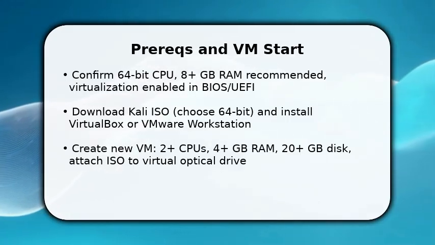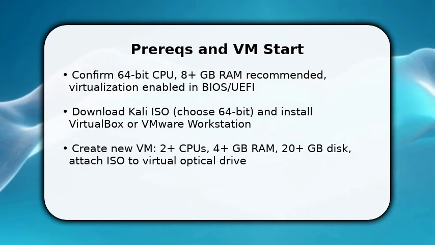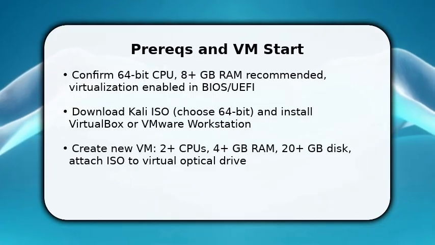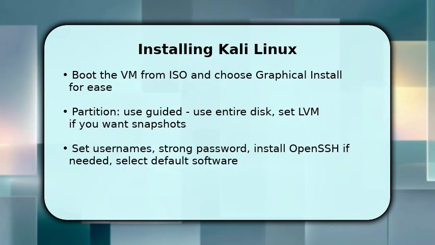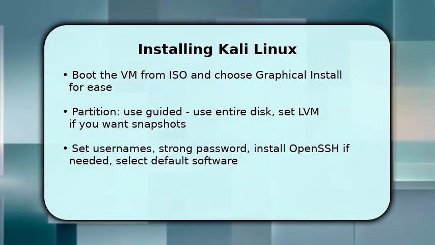Pick Linux, Debian-based, allocate at least 4 GB RAM, 2 CPU, and a 20 GB dynamically allocated virtual disk. Then attach the Kali ISO to the VM's optical drive, and you're ready to boot into the installer. Once the VM boots from the ISO, choose Graphical Install to keep things straightforward.